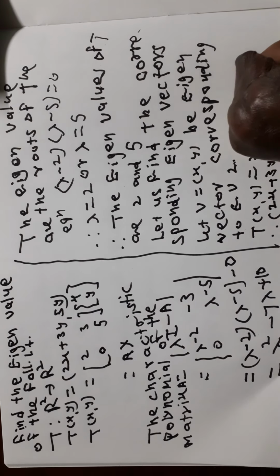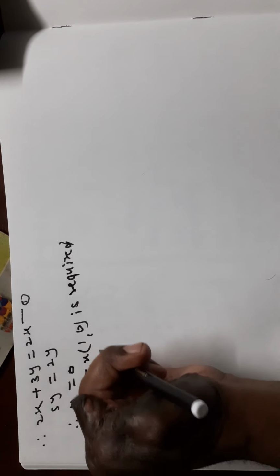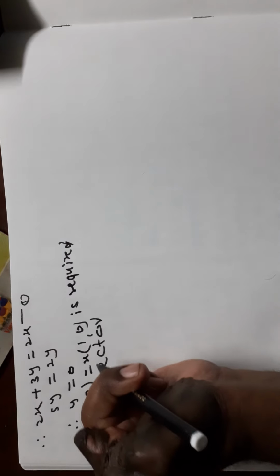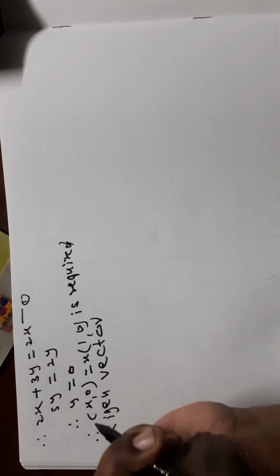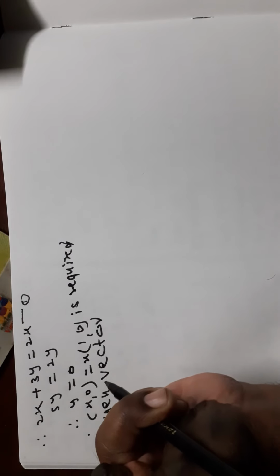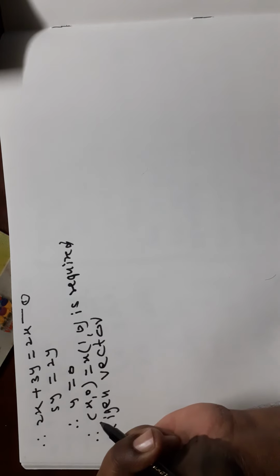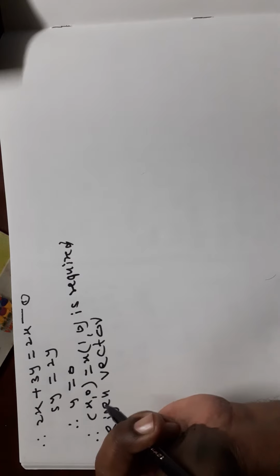(x, 0) is equal to x times (1, 0), the required eigenvector. See here, for each value of x we get an eigenvector. Therefore the eigenvector is not unique, but there is an infinite set of eigenvectors corresponding to eigenvalue lambda is equal to 2.